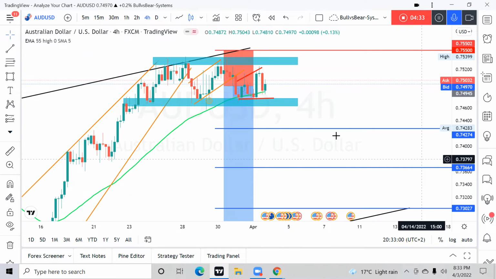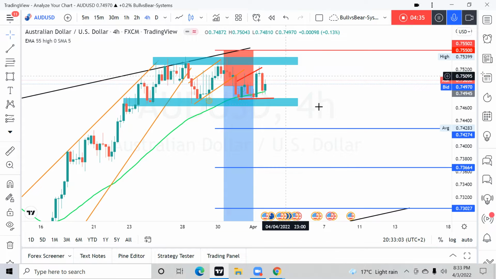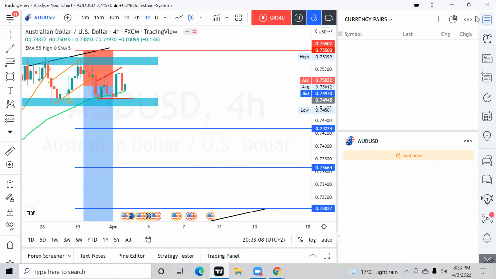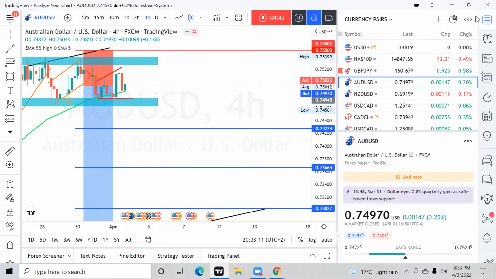The market is about to introduce the new trend, which means we are about to sell when the market opens this week. Watch out for sellers on AUD USD. Don't buy. Another way, another scenario: if AUD USD breaks out of the resistance, then retests it, then you can buy.